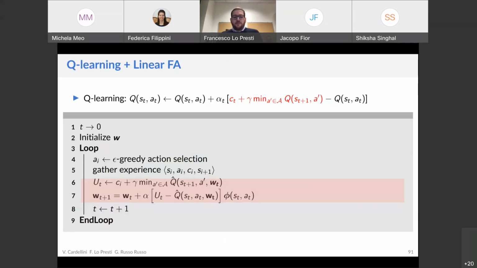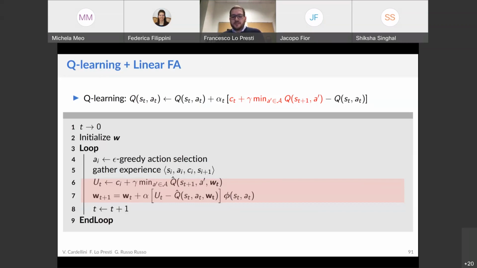So the algorithm we consider is an extended version of Q-learning, where we integrate the linear function approximation. So it's useful to recall the basic update rule of Q-learning that you have seen in the previous part of the tutorial. And we can note that in the Q-learning update rule, we compute the error based just on the immediate cost that we observe online. And in order to estimate the future costs that we may incur from that point onwards, we just rely on the estimates that we have of the Q function.